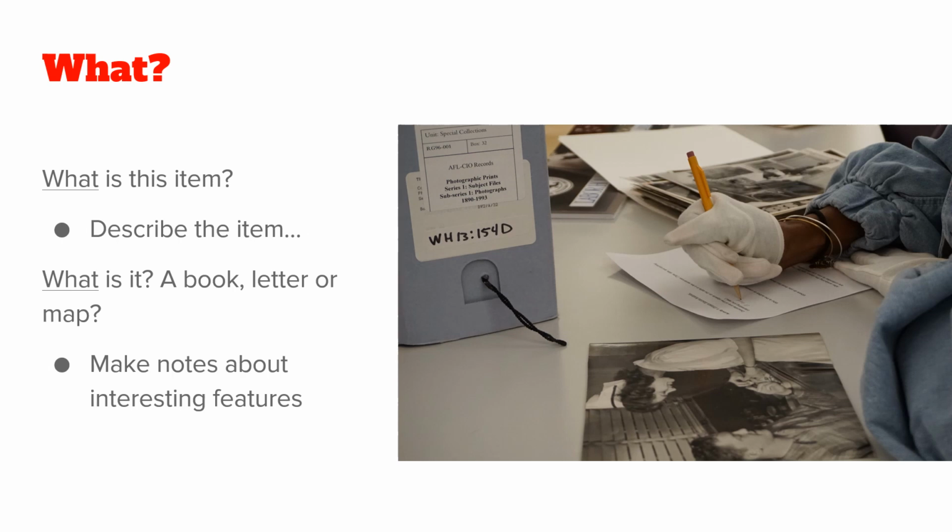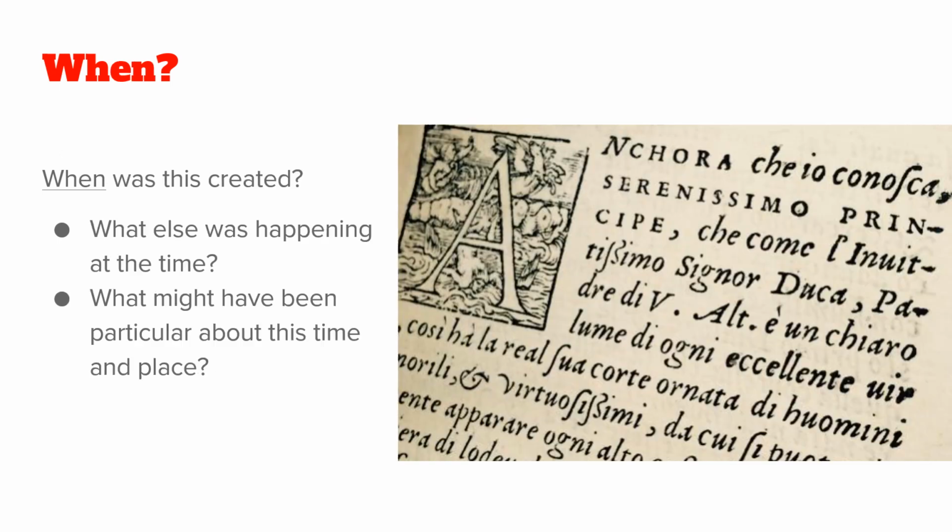What is this item? Describe the item you are looking at in a few sentences. What is it? A book, letter, or map? Make notes about interesting features of the item as well. If it's a letter, are there handwritten notes in the margins? Is it dated? Did it come with an envelope, or was it stored without? This is where background research before working with primary sources comes in handy.